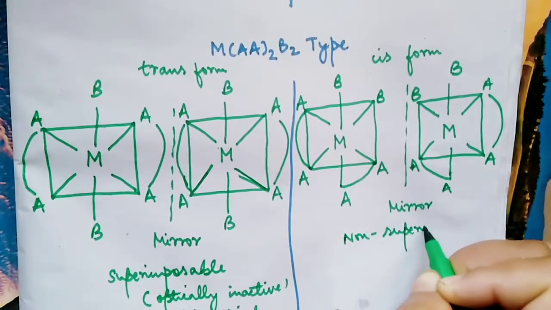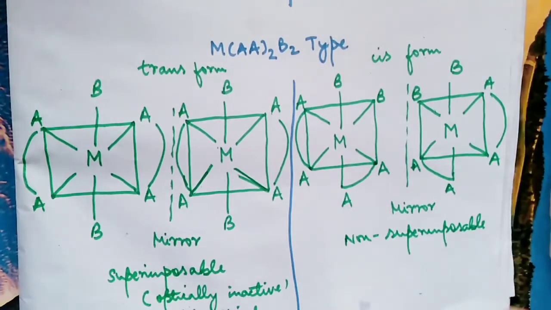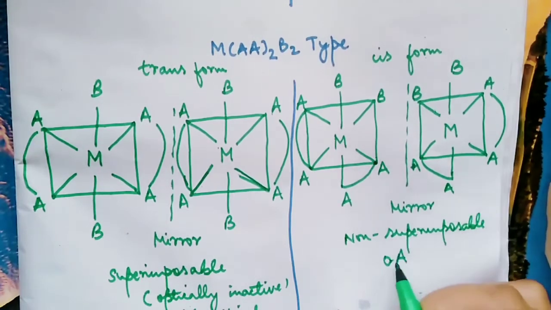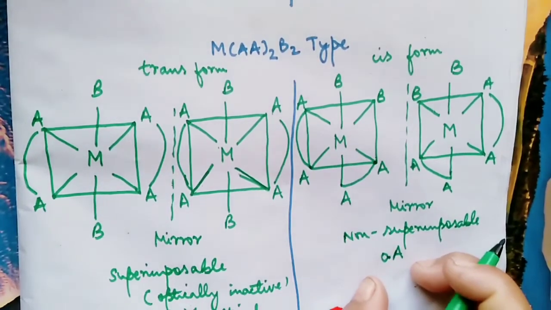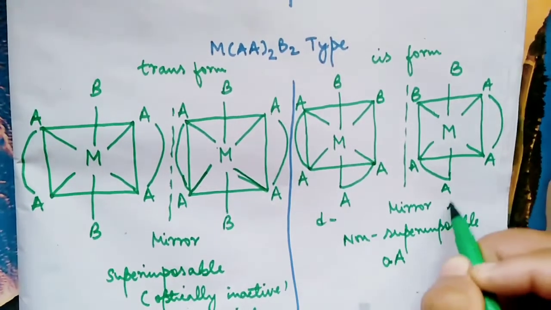If they are non-superimposable, what does it mean? It means that they are optically active. So if they are optically active, what happens? They have the D form and the L form, the dextro and the levo.